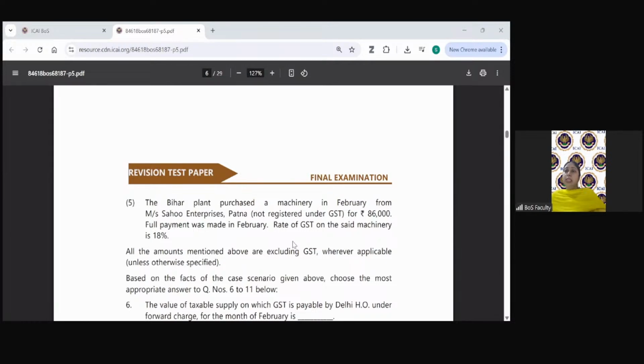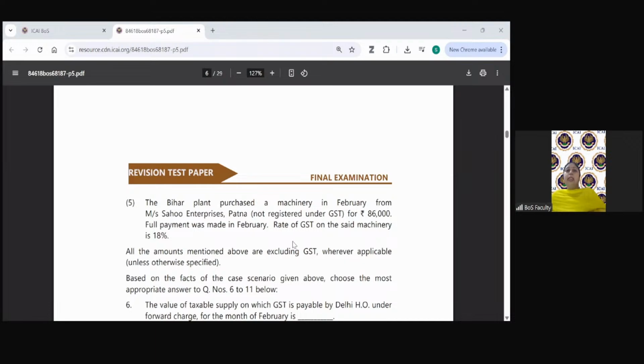Rate of GST on said machinery is 18%. Now, when you see this information, earlier when GST was introduced, at that point of time, there was a provision under Section 9(4), which used to say that supplies received from unregistered persons are taxable under reverse charge. But that provision never got effective. Initially it got postponed. The effective date got postponed for a lot many years, and finally it got struck down.